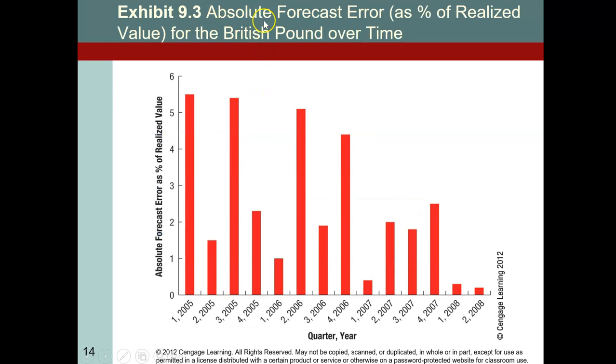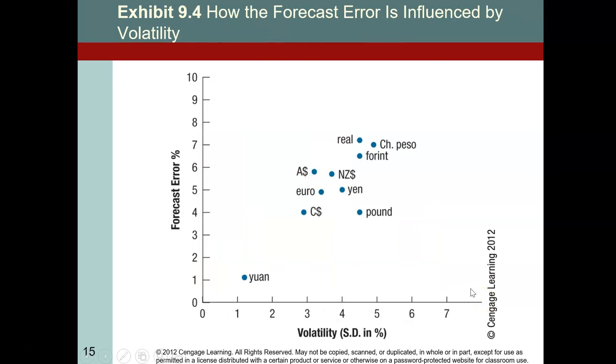Okay, this is the absolute forecast error as a percentage of realized value for the British pound over time. Okay, you can see it varies over time. How the forecast error is influenced by volatility. Okay, you can see when the volatility is higher, the forecast error is also higher.